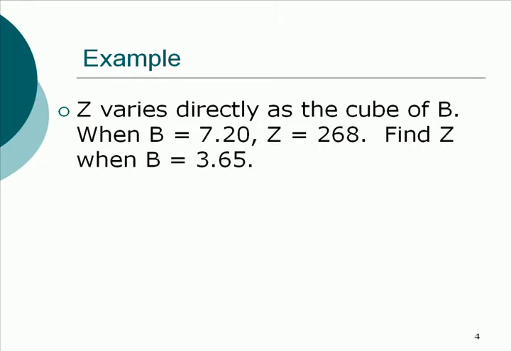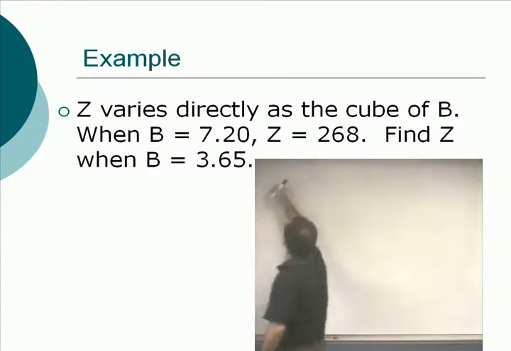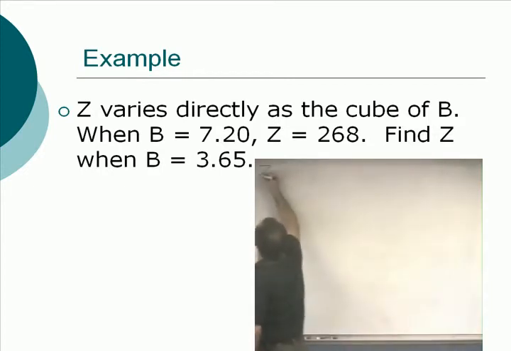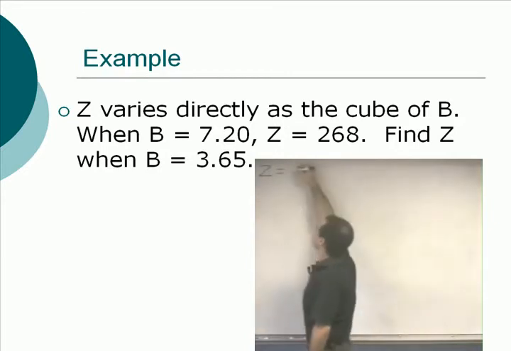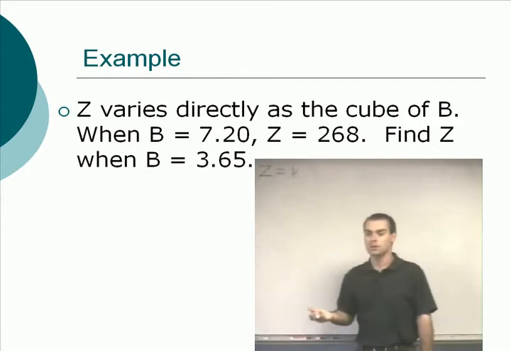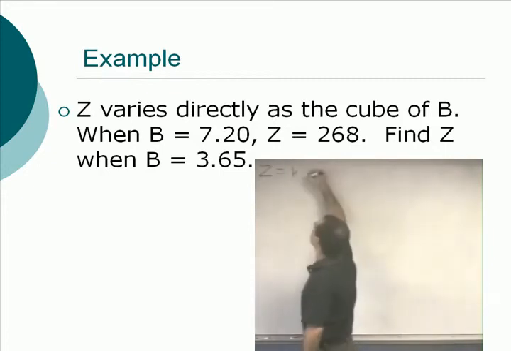Z varies directly with the cube of b. With all these problems, the first thing you want to do is read that statement, because that is the key to the whole problem. That tells you what variables you've got and how they're related. So z varies directly means z equals k times, just like yesterday, but now instead of just b, we've got b cubed.